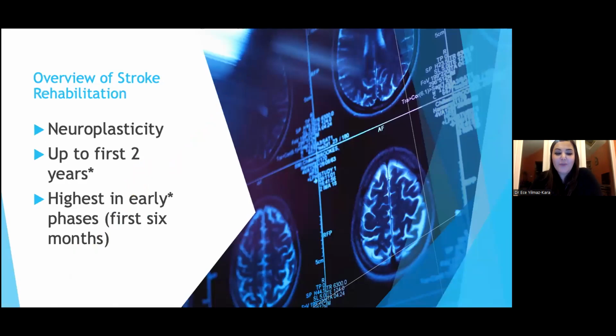Neuroplasticity has been known for a few decades now, maybe 30 years, and that was a game changer in the field of rehab for us, because before we didn't know that we could promote recovery. With the discovery of neuroplasticity we know that it's possible up to the first 2 years, but it's highest in the early phases, and it's difficult to define early. So what is early? But let's say for this talk we're talking about the first 6 months, during which neuroplasticity is at its high peak.